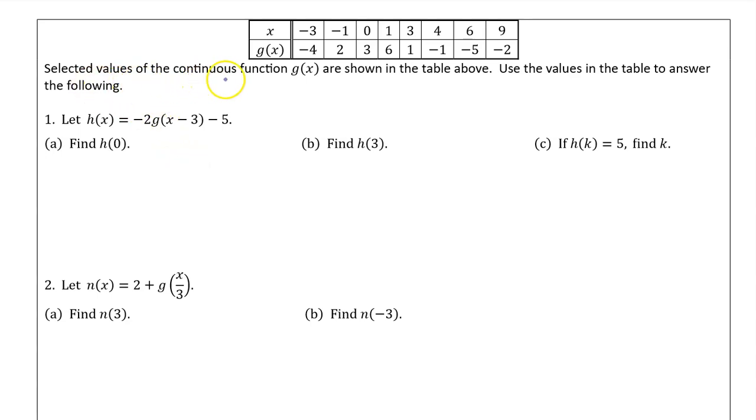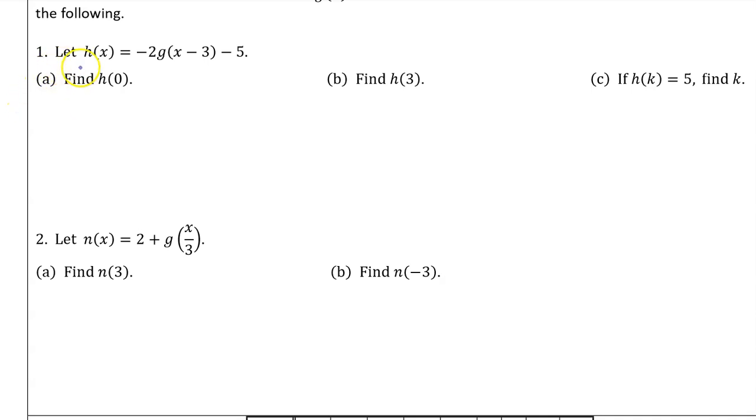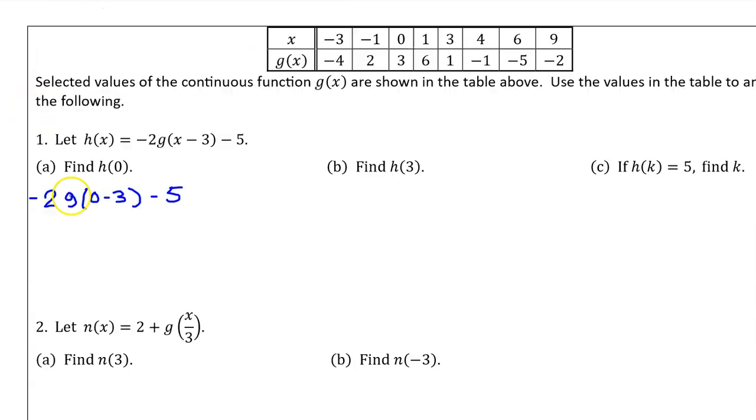Selected values of the continuous function g of x are shown in the table above. Use the values in the table to answer the following. Number 1. Let h of x equal negative 2 times g at x minus 3, minus 5. Part A. Find h at 0.